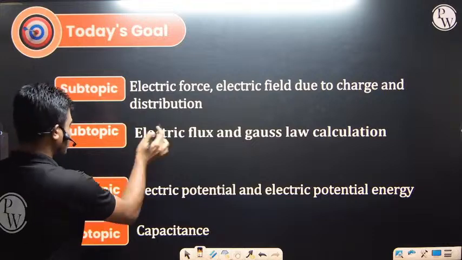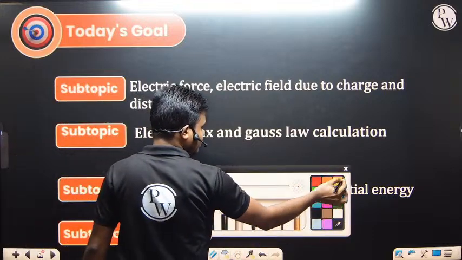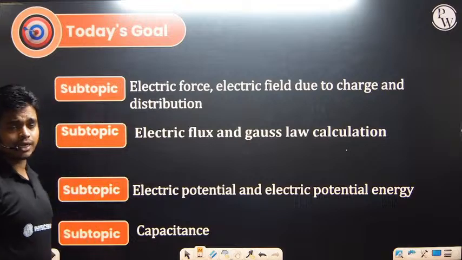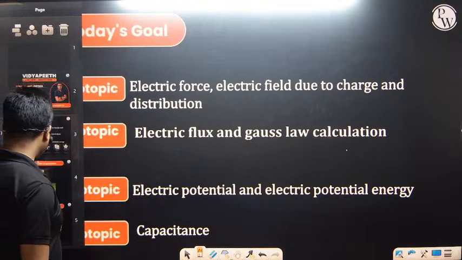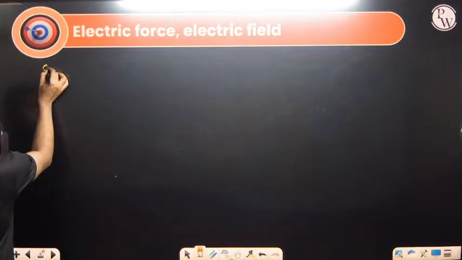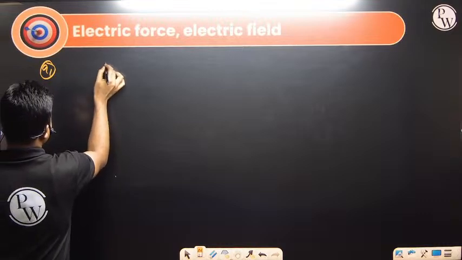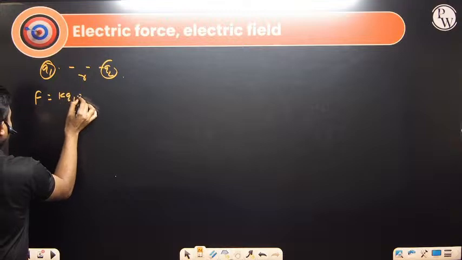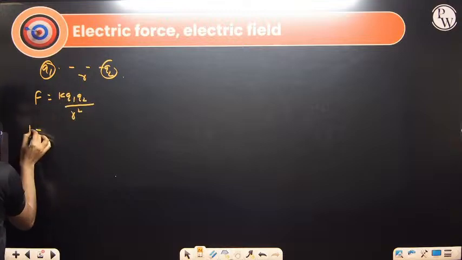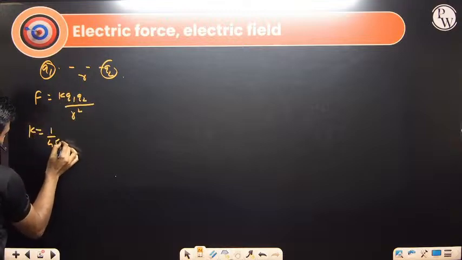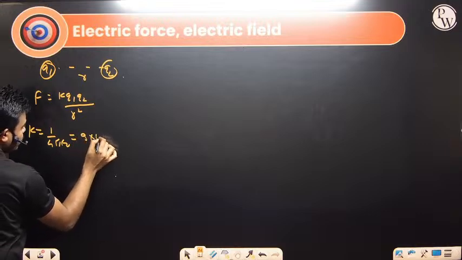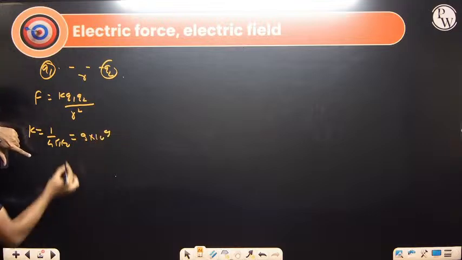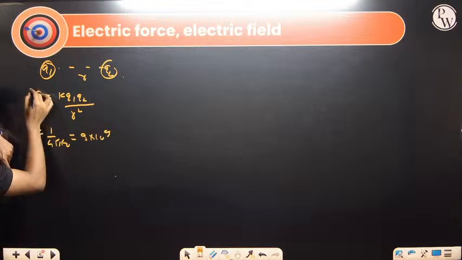The first topic we are going to discuss is electric force, electric field, and electric field due to charge and charge distribution. The first one is the very basic form, Coulomb's law. If two charges q1 and q2 are separated by some distance r, then the force is given by k q1 q2 divided by r square, where k is nothing but 1 by 4 pi epsilon naught, that is 9 into 10 to the power 9. So this is the force between two charges.